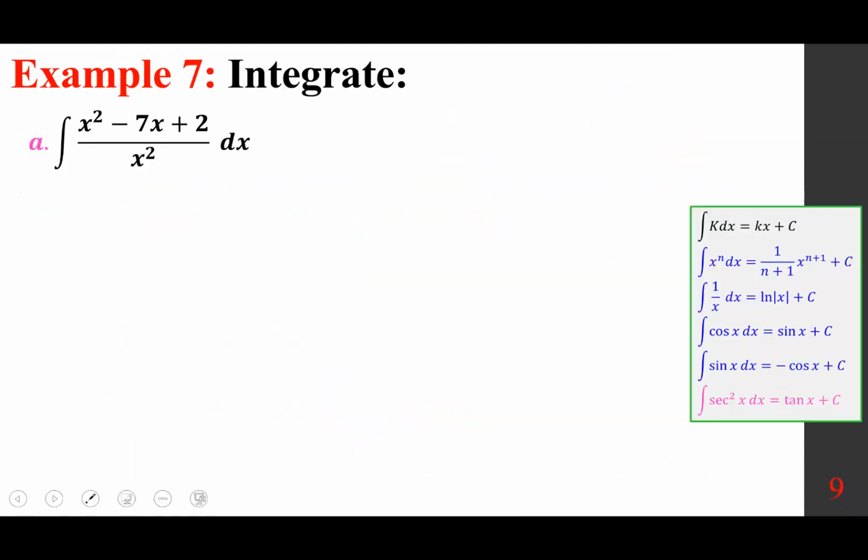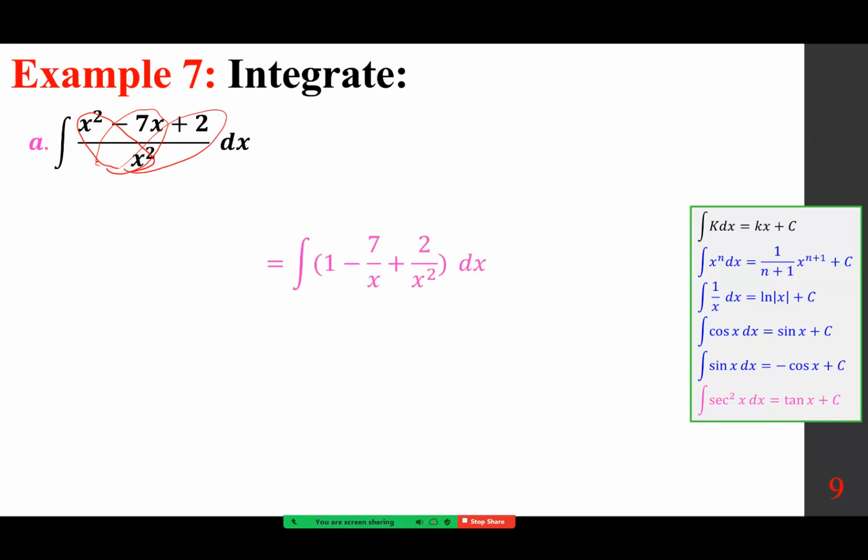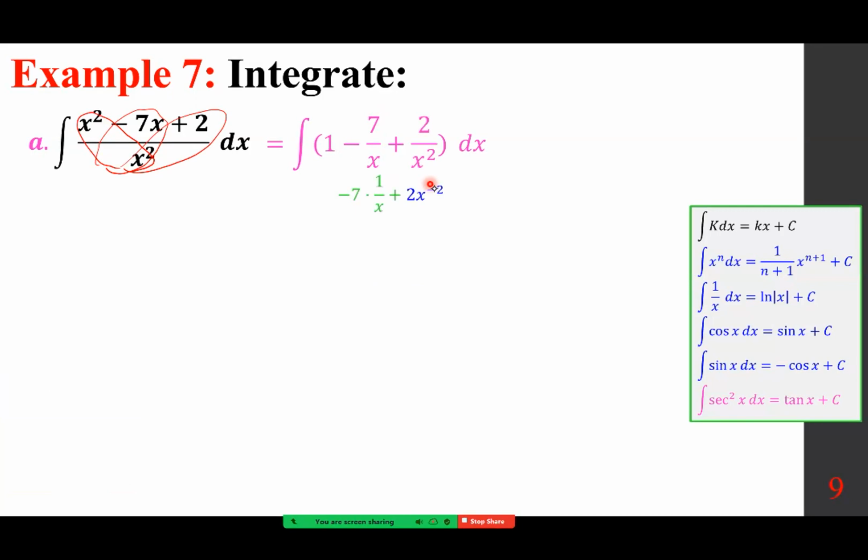We make up 3 fractions. This is 1. This is minus 7 over x. This is 2 over x squared. So we make up 3 fractions. We change this to minus 7 times 1 over x, and we change this to 2x to the power minus 2. We do that so it becomes clear what we need to do.